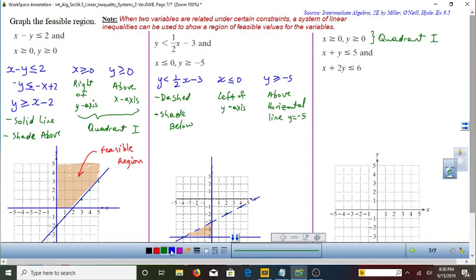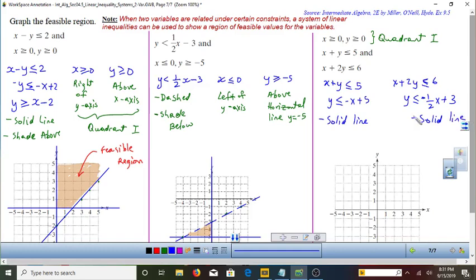Then let's talk about what these two regions are. We're looking at an intersection. We have x plus y is less than or equal to 5. That means y is less than or equal to -x plus 5. And then we have x plus 2y is less than or equal to 6, which means y is less than or equal to -1/2 x plus 3. When you solve that equation, you will see how that works. So we're talking about a solid line in both cases. And in both cases, we're shading below the lines.